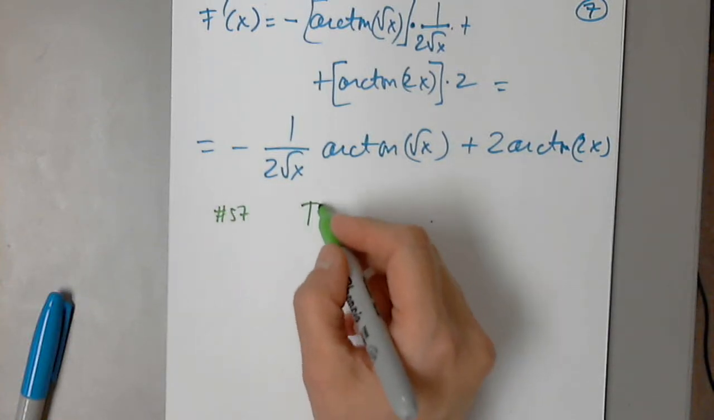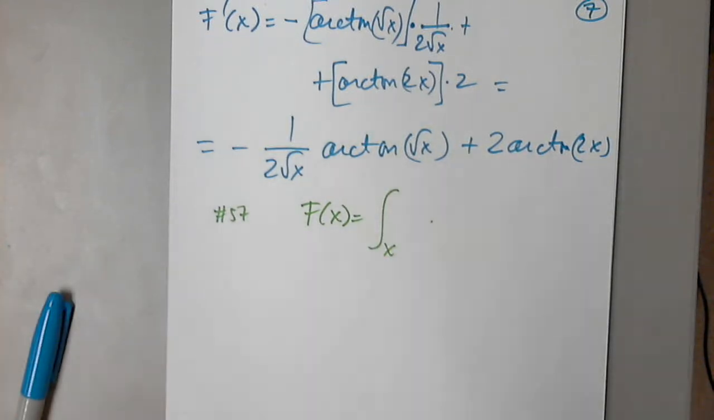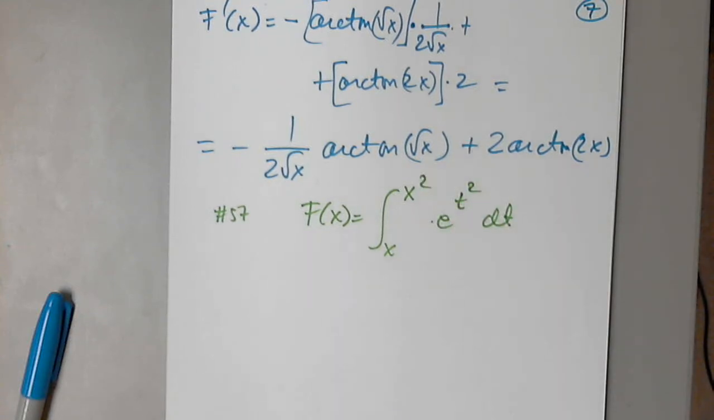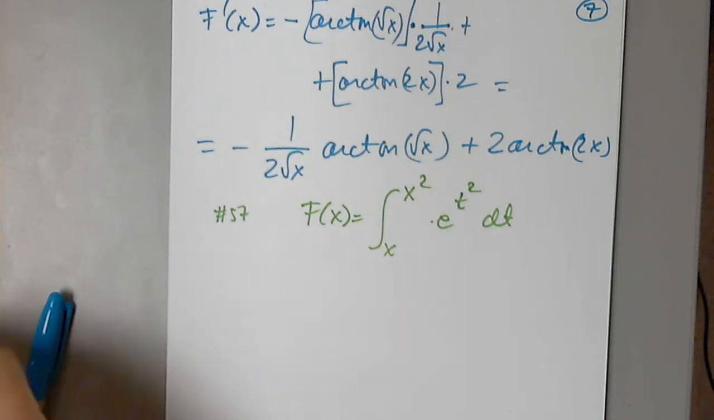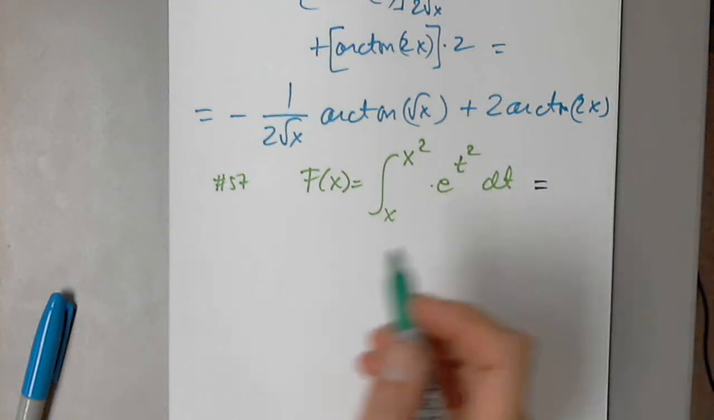For 57, we have f of x is the integral from x to x squared, e raised to t squared dt. Again, this function cannot be differentiated just yet because in this form, we cannot use the fundamental theorem of calculus part 1. We have to work on this interval x to x squared, and only then, when we are completely done and they are in the appropriate setting, then we can differentiate. So what would be our first step then here?